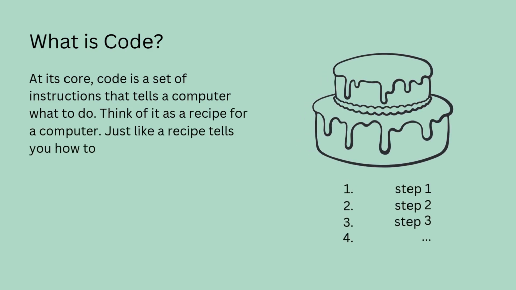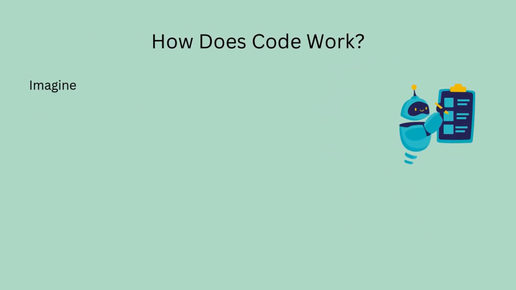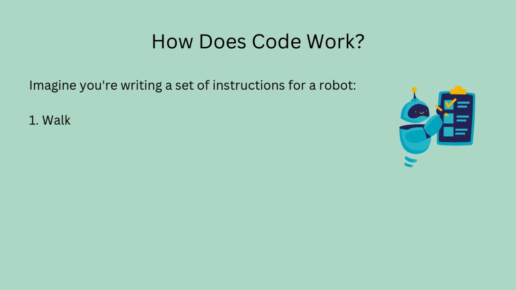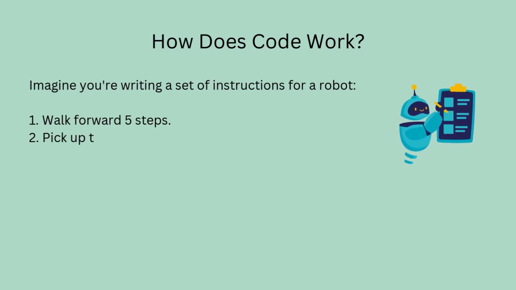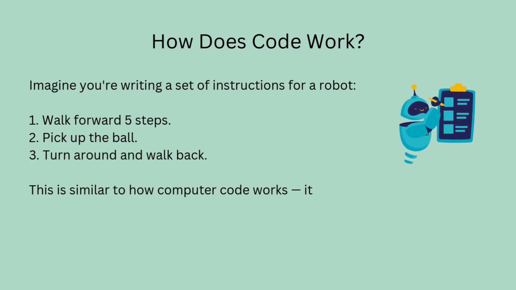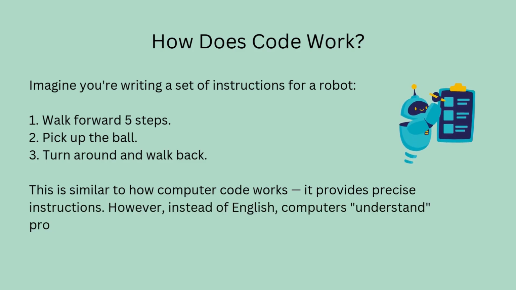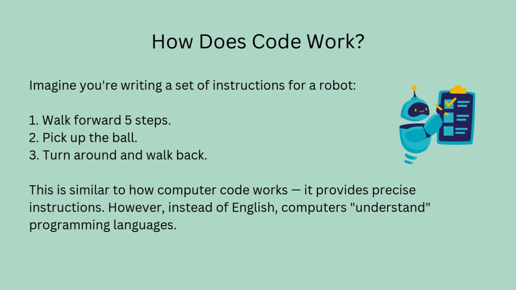Just like a recipe tells you how to make a cake step by step, code tells a computer how to perform specific tasks. So, how does code work? Imagine you're writing a set of instructions for a robot. 1. Walk forward 5 steps. 2. Pick up the ball. 3. Turn around and walk back. This is similar to how computer code works. It provides precise instructions. However, instead of English, computers understand programming languages.